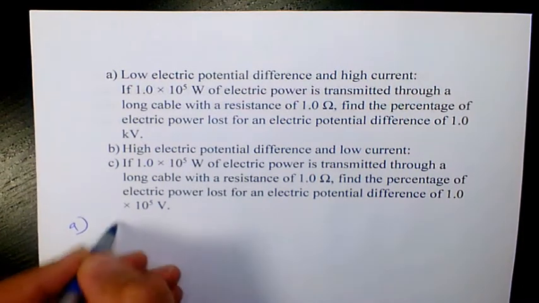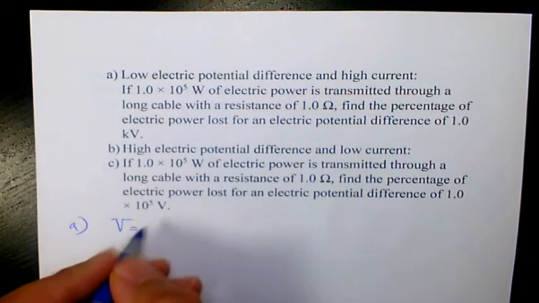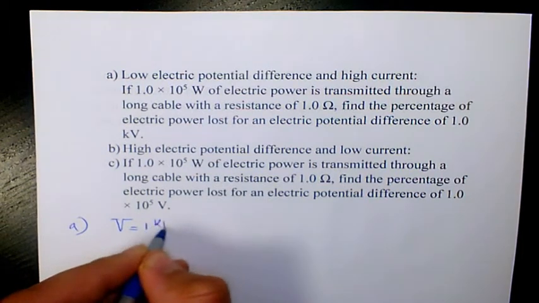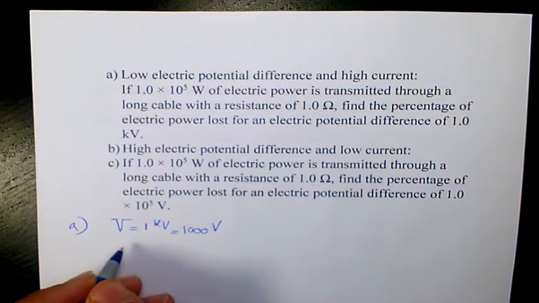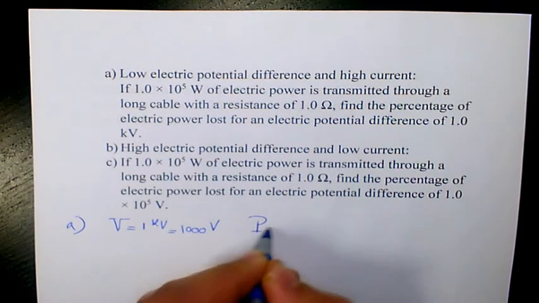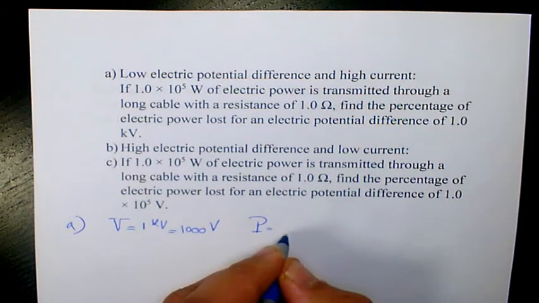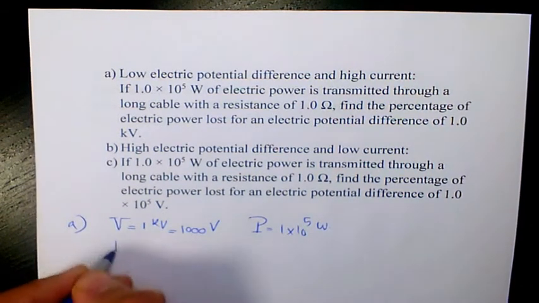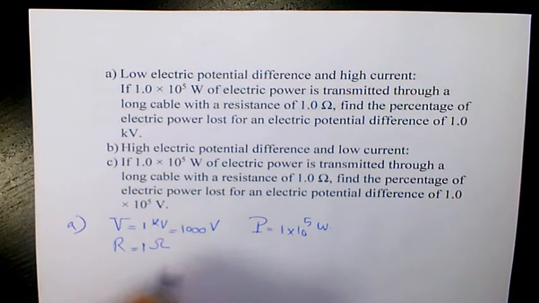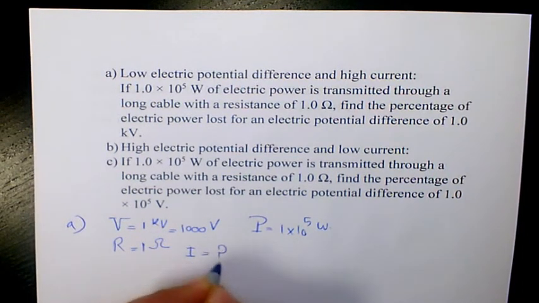So voltage is 1 kilovolt, which is going to be 1000 volts, and power is given, which is 1 times 10 to the power of 5 watts. R is given, which is 1 ohm. We need to find out I.